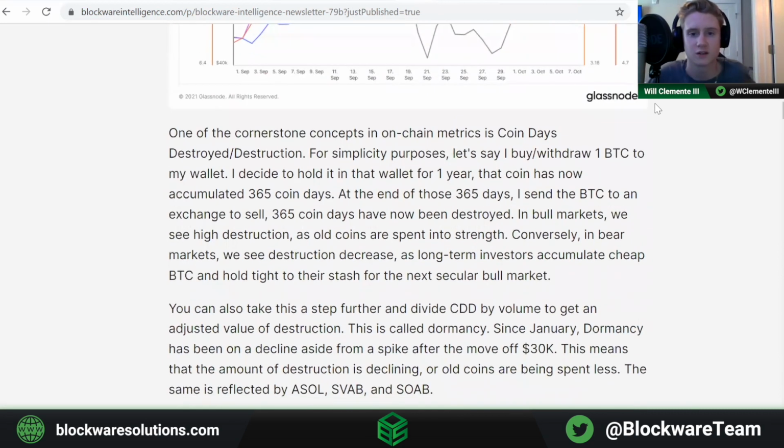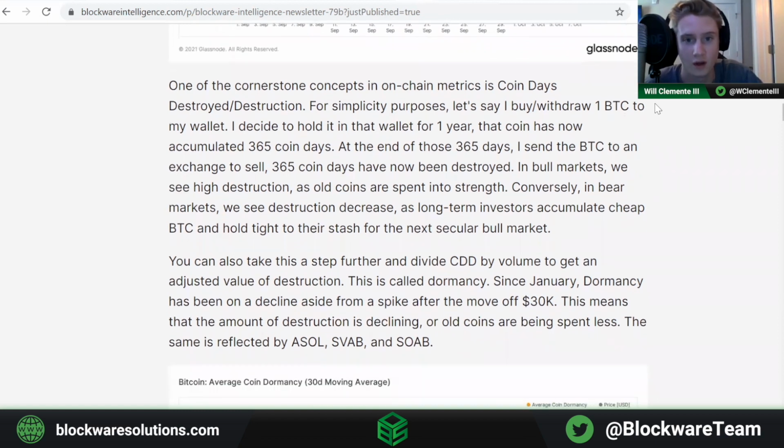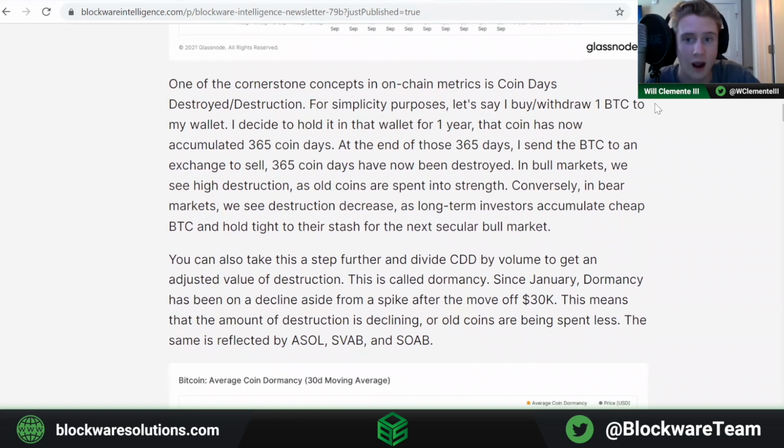One of the cornerstone metrics in on-chain is coin days destroyed. So I wrote out this little snippet, like a little educational section, to help you guys learn this concept. For simplicity's sake, let's say I buy or withdraw 1 Bitcoin to my wallet. I decide to hold the coin in that wallet for 1 year. That coin has now accumulated 365 coin days. At the end of that year, I then send the Bitcoin to an exchange to sell. That means that those 365 coin days have now been destroyed.